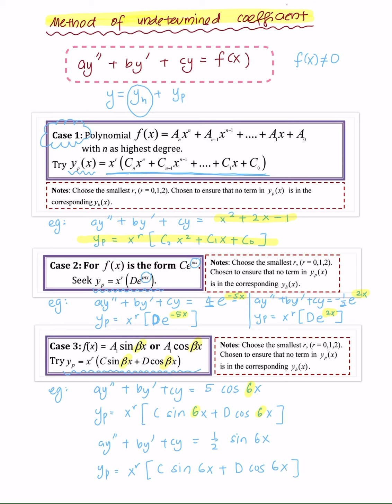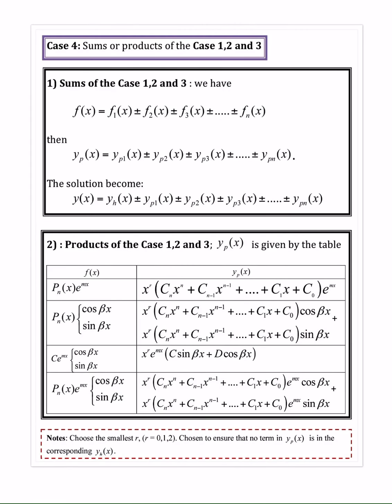So either cos or sine, our yp is still sine plus cos. Alright, got it? It depends on the value of beta here. Now let's look at case 4. Case 4 here is the sum or product of case 1, case 2 and case 3.